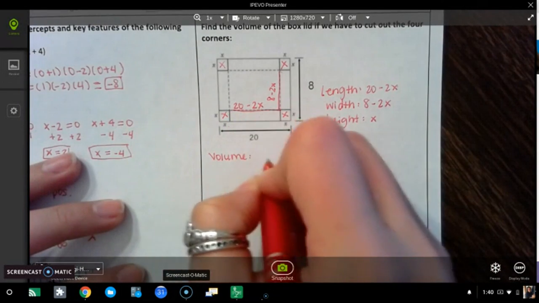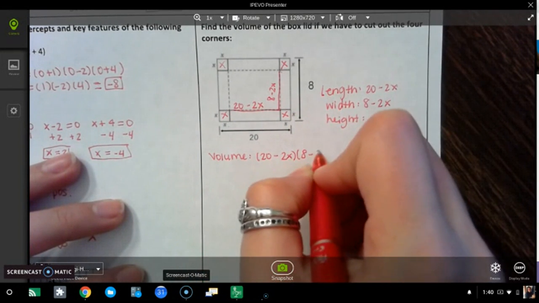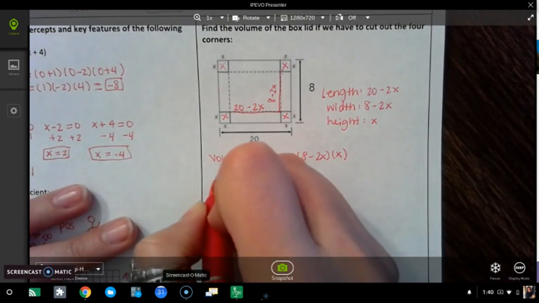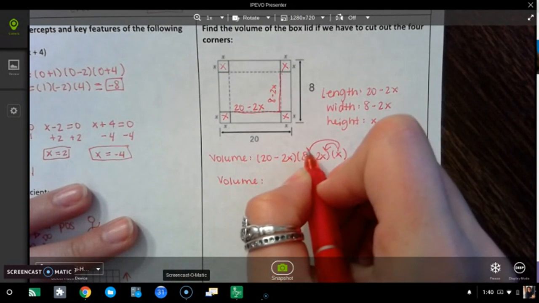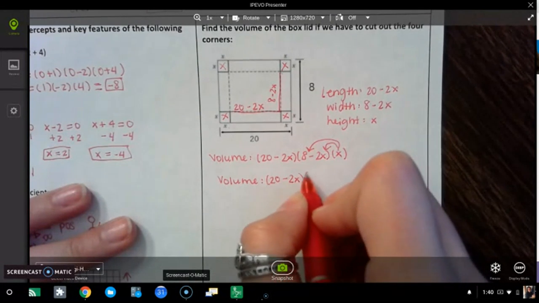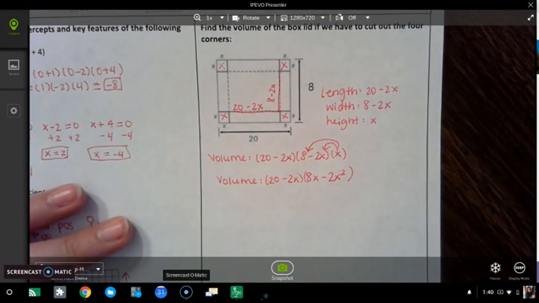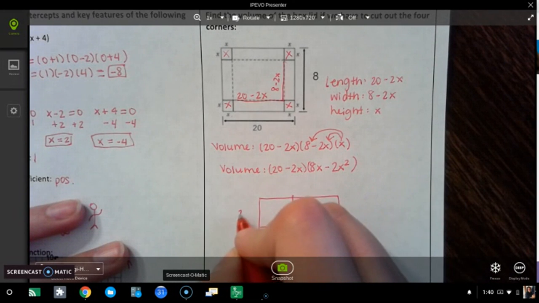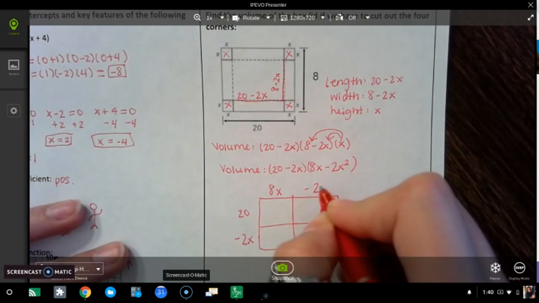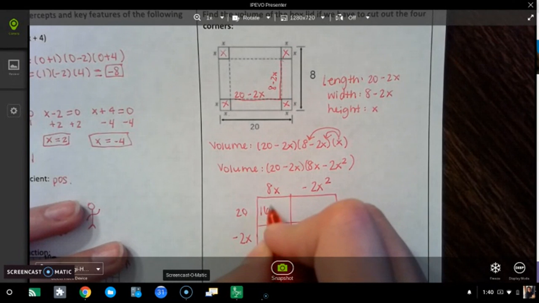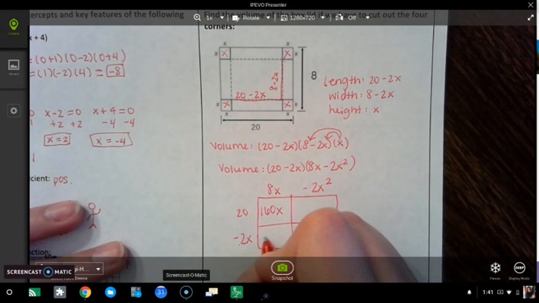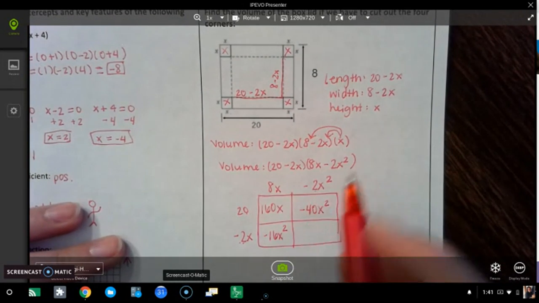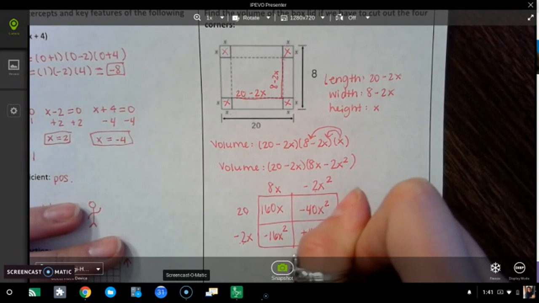So if I'm looking for my volume, I'm going to get 20 minus 2x times 8 minus 2x times x. I want to have this x multiplied into here first. So volume, distribute my x to only what's in here. So 20 minus 2x, I'm still going to keep it, times 8x minus 2x squared. You can either choose to FOIL this or use the box method. I'll show you the box method. So I'm going to have 20 minus 2x here, 8x minus 2x squared here. 20 times 8x is going to give me 160x. Negative 2x times 8x is going to be negative 16x squared. 20 times negative 2x squared is negative 40x squared. And negative 2x times negative 2x squared, negative 2 times negative 2 gives me a positive 4x cubed.